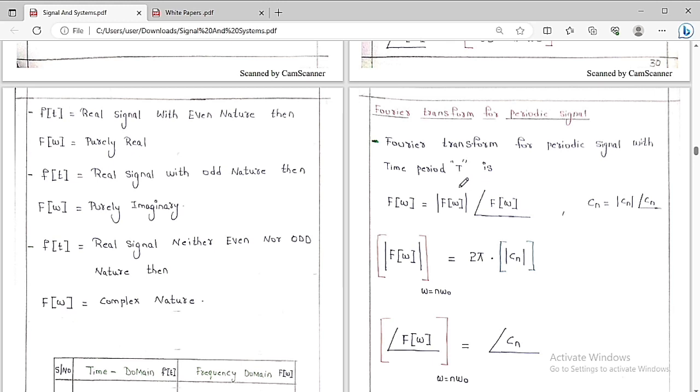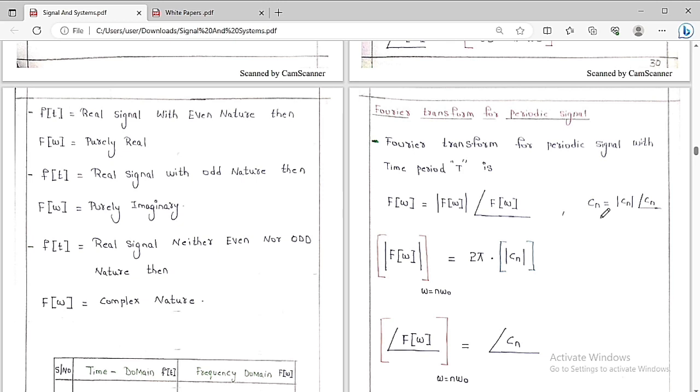This I have already told you, right? Because the Fourier transform will have a real part and a complex part, it will definitely have a magnitude as well as a phase angle. So F of omega is equal to mod of F of omega and phase angle of F of omega. In the case of the Fourier series of a periodic signal, there will be Fourier series coefficients, which are Cn.